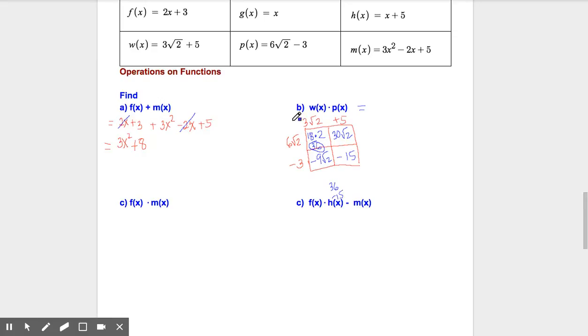So 36 plus negative 15 is equal to 21. So we'll have here 21. And then 30 square root of 2 and negative 9 square root of 2 are like terms. So we combine them. We're going to have plus 21 square root of 2.